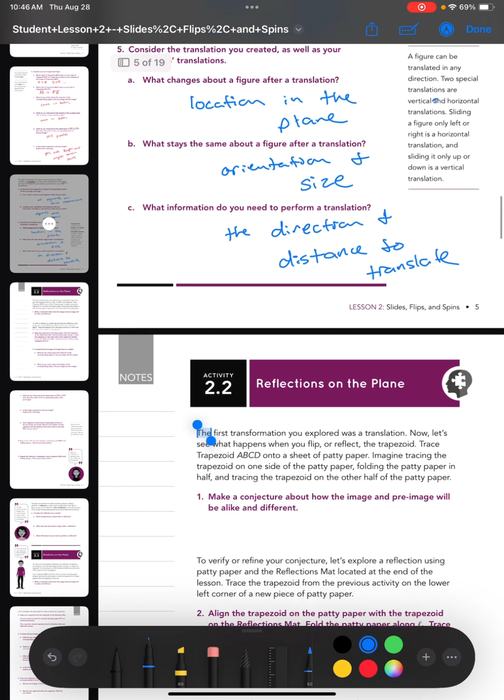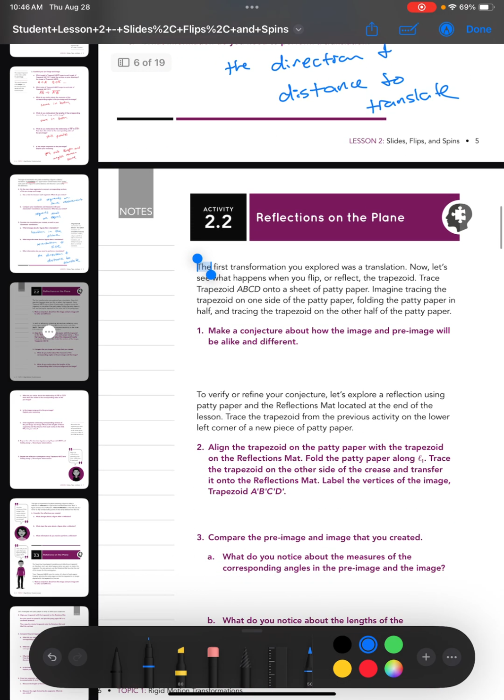All right, so let's move on to our next transformation. So it says the first transformation we explored was a translation. Now let's see what happens when we flip it, or better known as reflecting. So when you say flip, what we are doing is we are reflecting it. So again, take that trapezoid that you've traced on a sheet of patty paper, maybe trace it again, and then fold that patty paper in half and trace the trapezoid on the other half of the patty paper. And then open up your patty paper so you can look at the two images.